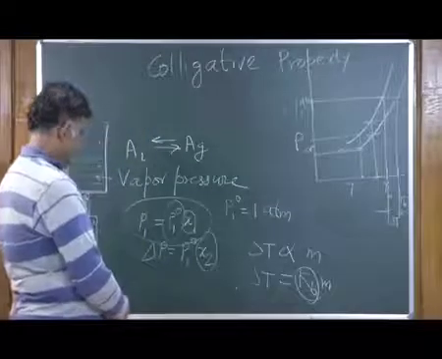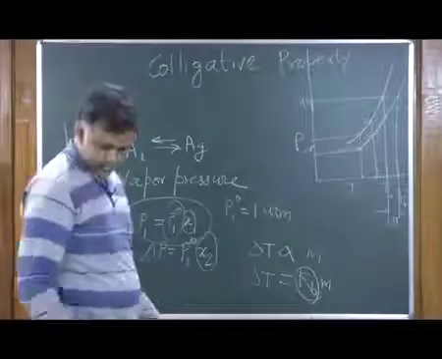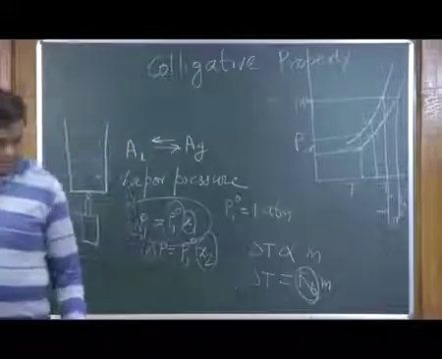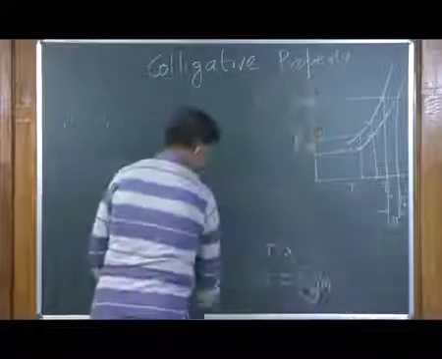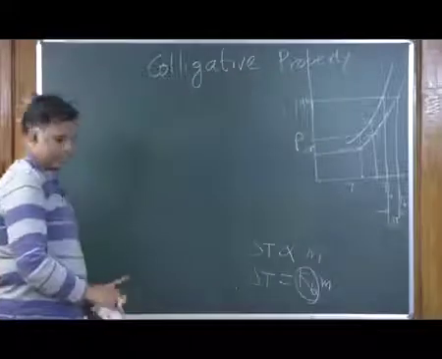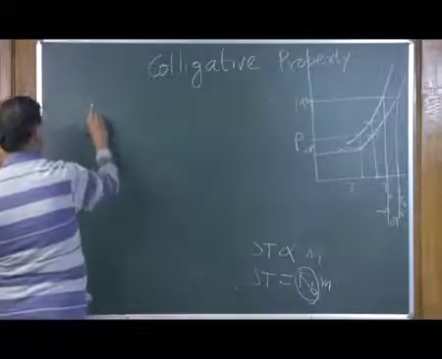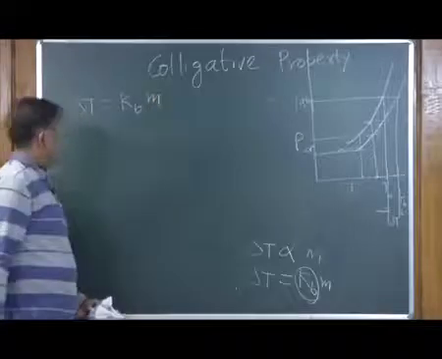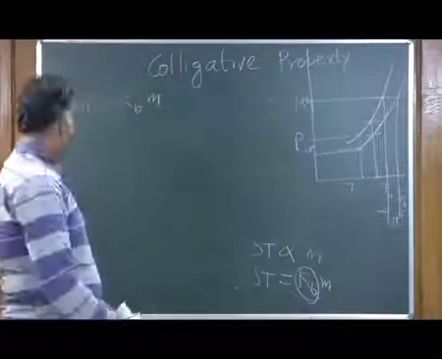Okay. So, now we can use this property also to calculate about an unknown solute. Constant Kb is specific to a solvent. So, let me rewrite this: delta T equals Kb m, and this m is the molality of the solute in the solution.